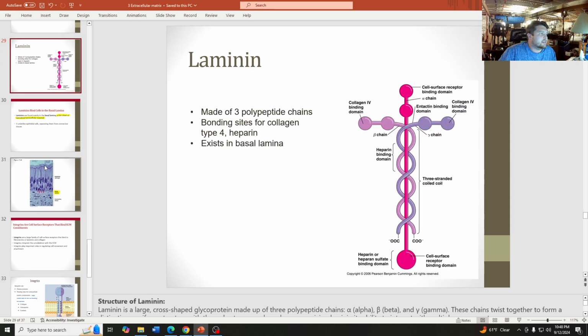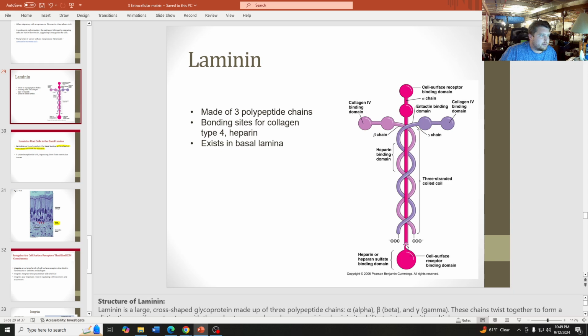Next protein, laminin. Laminin is made up of 3 polypeptide chains, 1, 2, and 3. It is a binding site for collagen type 4.